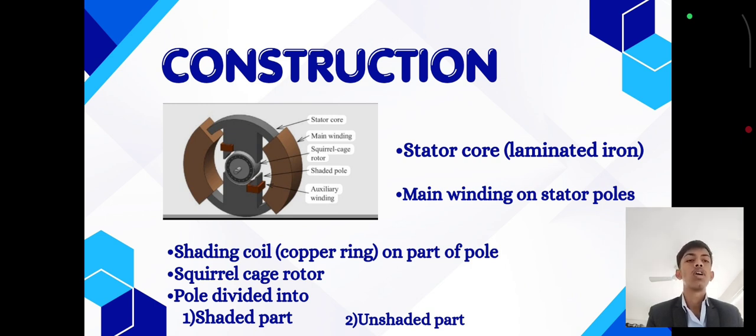Third is the shading coil. The shading coil is a ring placed on a small part of each pole. This shading coil is very important because it creates a delay in the magnetic field. Because of this, the motor can start automatically. So overall, the construction is simple, compact, and low cost. I hope you understand the construction. We can go to the next part.